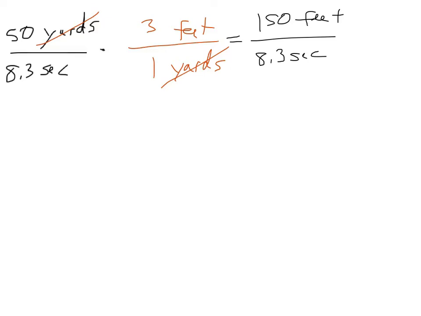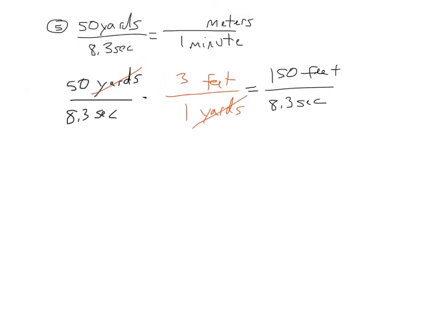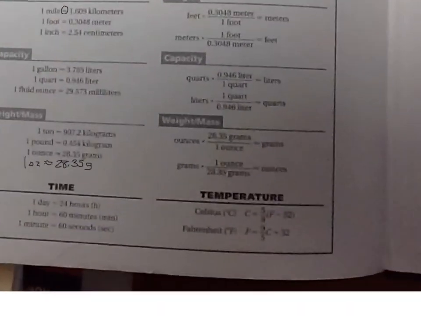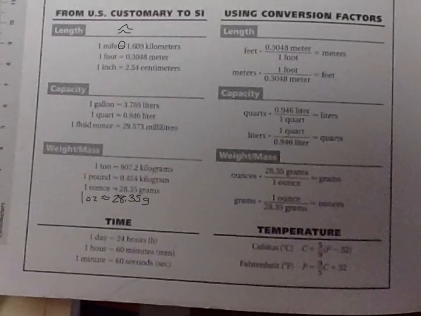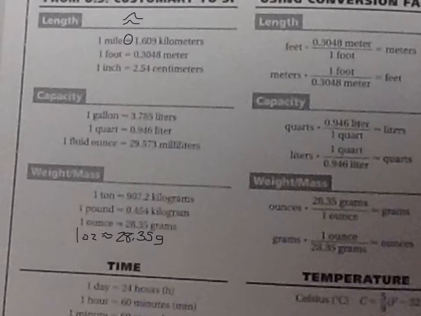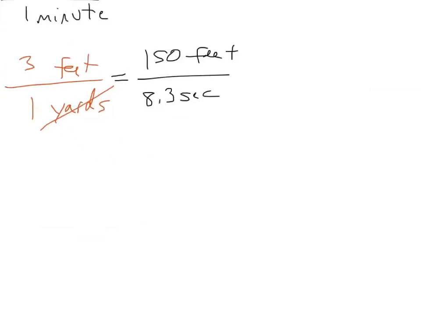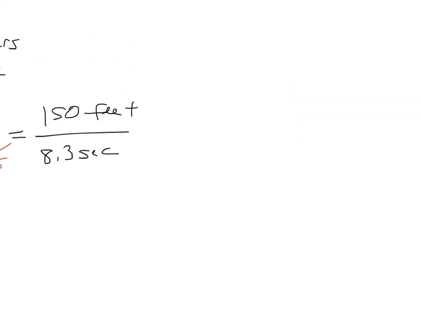Okay, cool. Now, I've gone from yards to feet, but I need to go from feet and get it to be meters. So let's go back to the table and see if there's something that gets us from feet to meters. Right there. 1 foot is 0.3048 meters. Okay, so let's use that. 1 foot is 0.3048 meters.